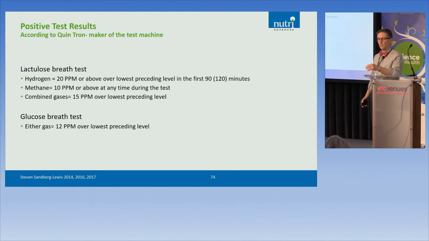And you'll find a lot of people that have no methane at all or very, very low levels, but hydrogen is more their problem. If you're looking at combined gases, both hydrogen and methane, in the first 120 minutes, 15 parts per million or more of a rise from the lowest to the highest level in that first 120 minutes is a positive, if they have both gases. On a glucose breath test, it's 12 parts per million over the lowest preceding level over the first 120 minutes, or 90 minutes if you like the shorter time.